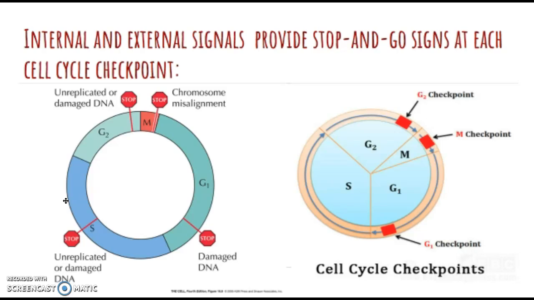As you can see in the diagrams, there is unreplicated DNA and then a stop sign. The stop sign represents where there's a checkpoint in order to make sure that everything is going properly within the cells. And if not, apoptosis can occur, removing damaged DNA so that it's not replicated, in order to avoid mutations.